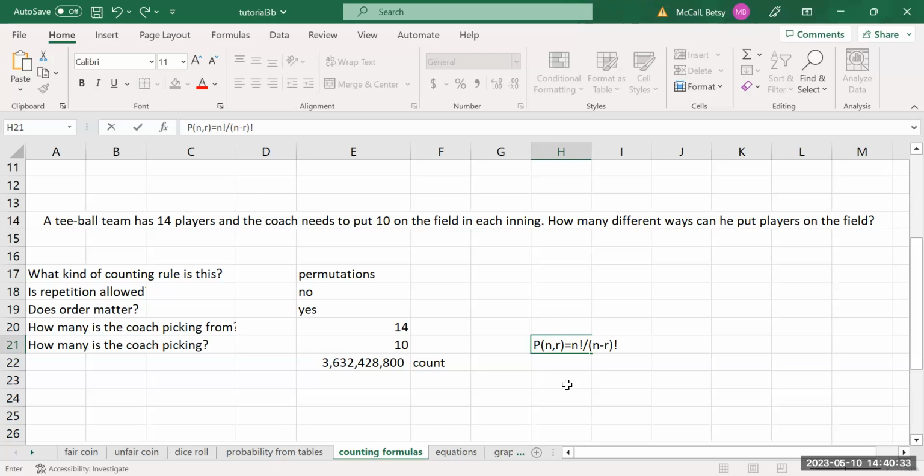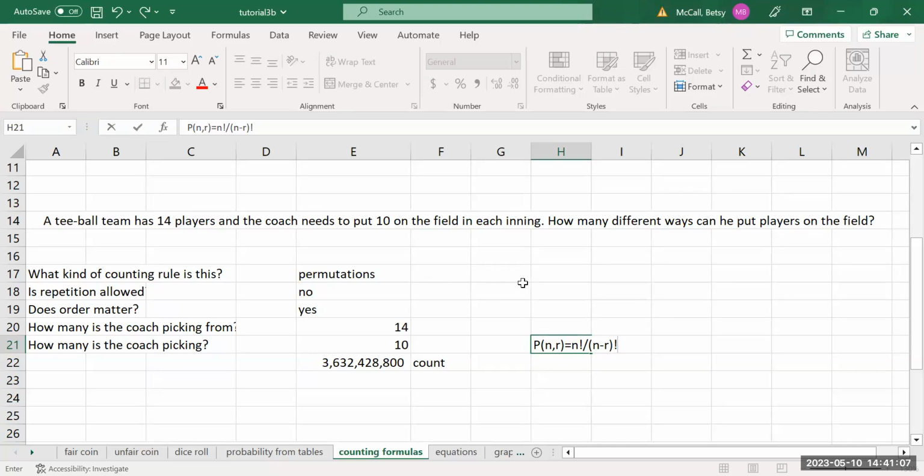And basically the factorial calculates, if you're doing 14 factorial, it calculates 14 times 13 times 12 times 11 times 10 times 9 times 8 times 7 times 6 times 5 times 4 times 3 times 2 times 1, and then it stops. So we could actually use the factorial formula in Excel to do this calculation. N minus R, which is 10 in this case, is basically telling us how many terms at the end we have to cancel off from the 14 factorial.